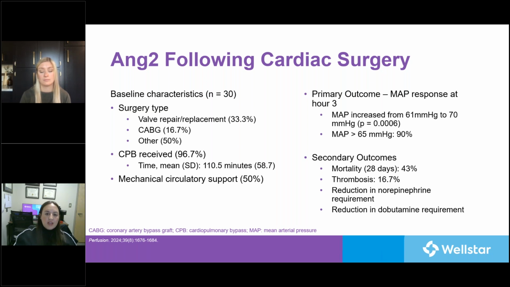For their primary outcome, looking at MAP response at 3 hours, they found that there was a 10-point increase in the MAP at 3 hours, and at the 3-hour mark, 90% of the patients had a MAP that was greater than 65. The incidence of mortality at 28 days was 43% of patients, and about 17% of patients did actually develop a thrombus.